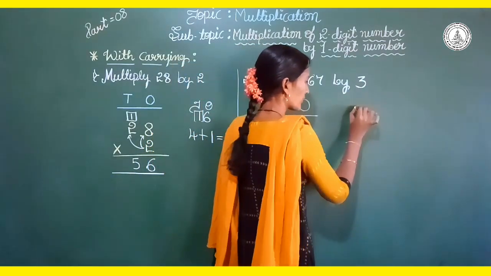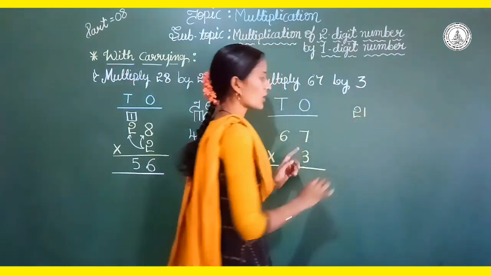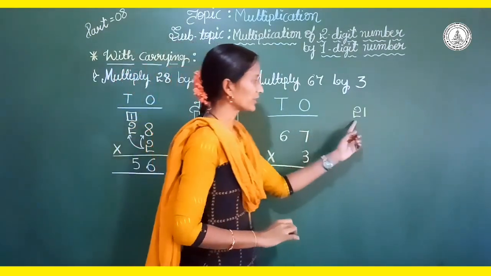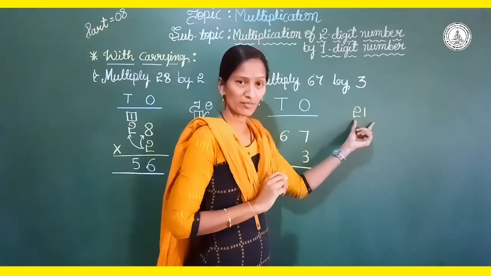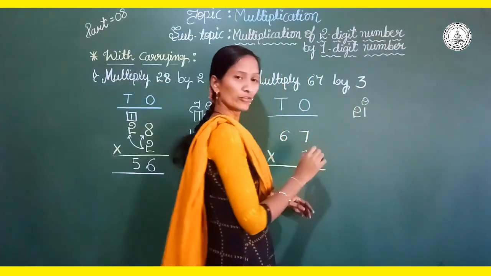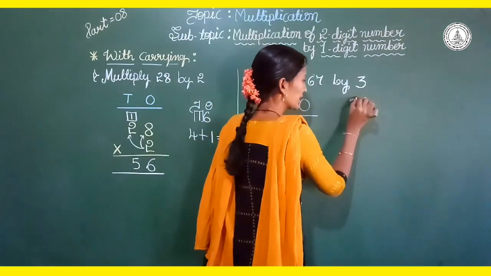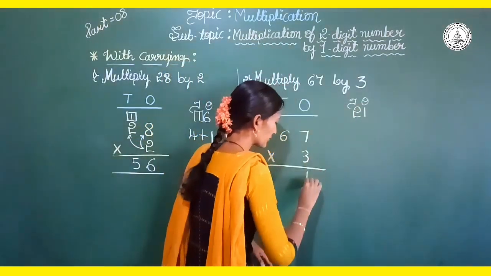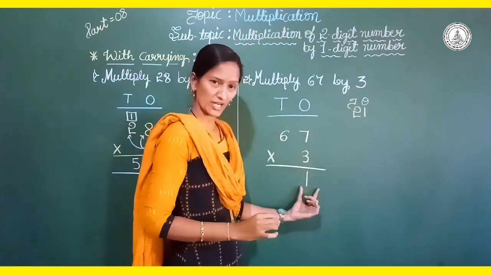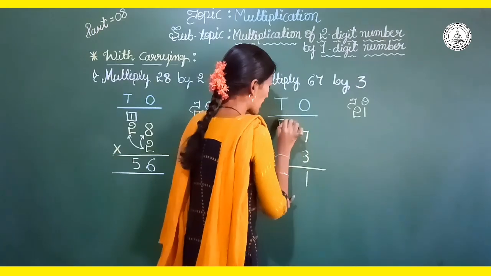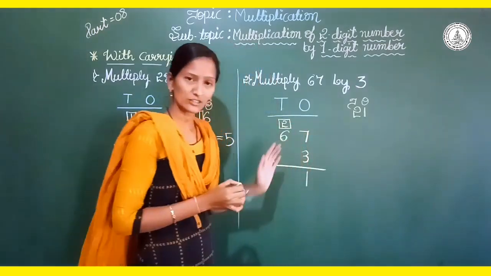3 sevens are equal to what? 3 sevens are equal to 21, right? So 21 is a 2-digit number, right? But this 1 is in the place of ones and 2 is in the place of tens, right? So I am writing the 1 under the column of ones. Next I am giving this 2 as a carry to the tens column.